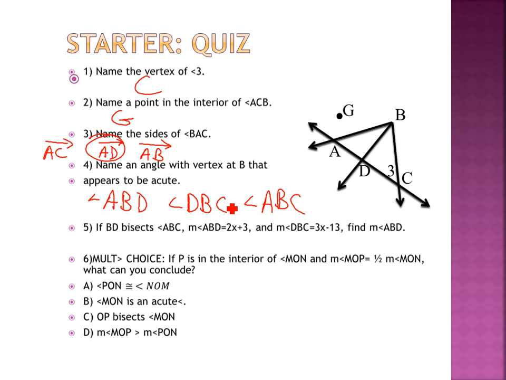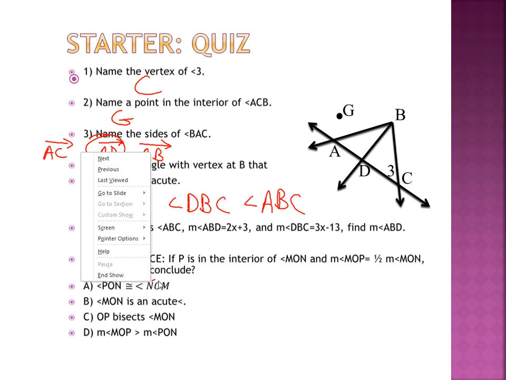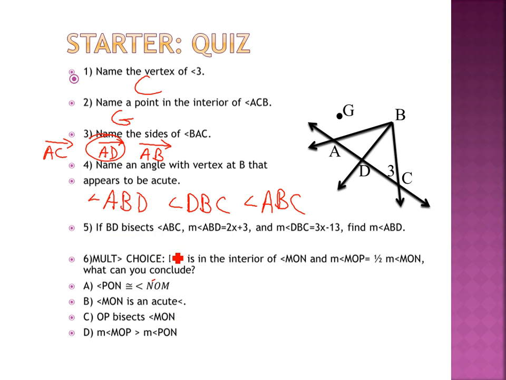Next one, if BC bisects. Help me out before I walk back over there. What does bisects mean? Splits it in half into two equal parts. Two congruent segments? Or rays? Angles. Angles, thank you. So BD, that right there, bisects angle ABC.